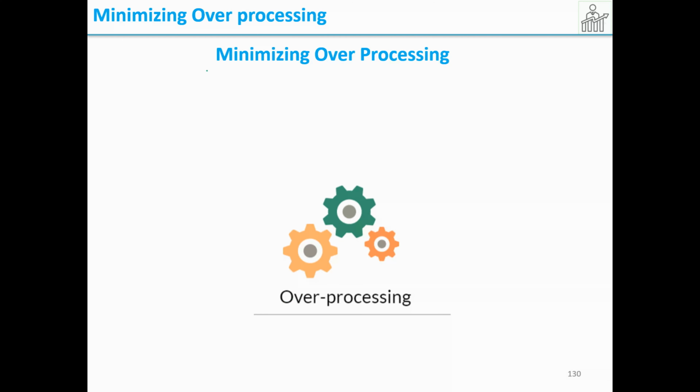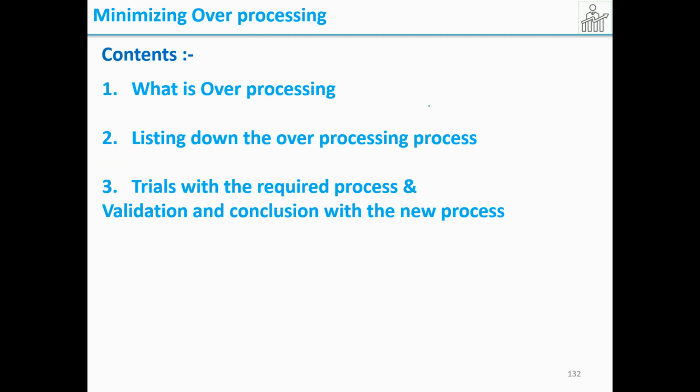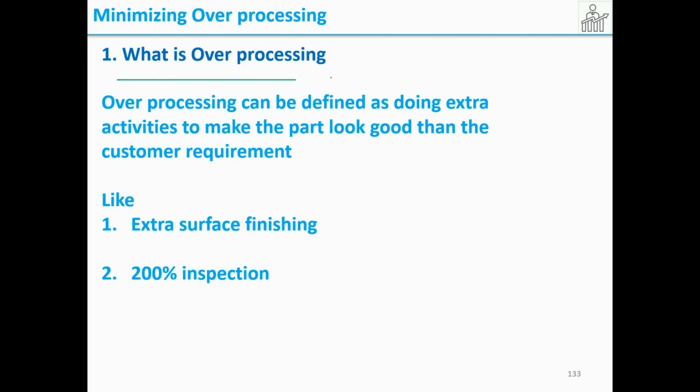So the next one is minimizing over processing. So what is over processing? Doing things extra than the customer requirement is over processing. So let us see the contents. What is over processing? Listing down the over processing process, trials with the required process, and validation and conclusion with the new process.